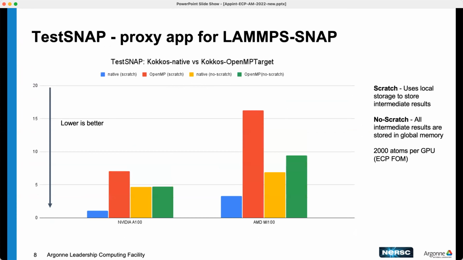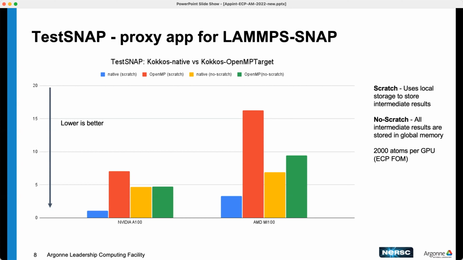This is TestSNAP, which is a proxy app for LAMMPS's SNAP potential, as Yassi was mentioning earlier. There are two versions of TestSNAP. One uses scratch memory, which is essentially shared memory on NVIDIA and AMD GPUs, to store some intermediate results, and one does not use scratch memory and uses global memory instead to store intermediate results. The issue with using scratch memory with the OpenMP target backend is that there is no way to explicitly ask for shared memory using OpenMP constructs, at least not efficiently yet.